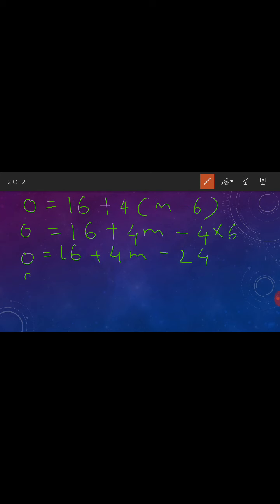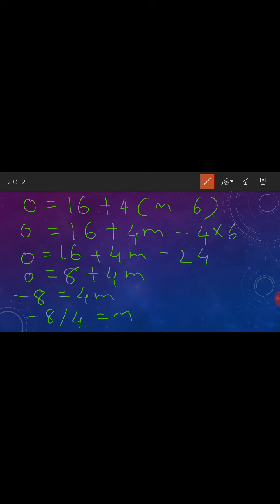So 0 equals 8 plus 4m. Now you can transpose 8 towards the LHS, so it will become minus 8. Minus 8 equals 4m. Now 4 will be transposed, so it will be in division form. So minus 8 divided by 4 equals m.